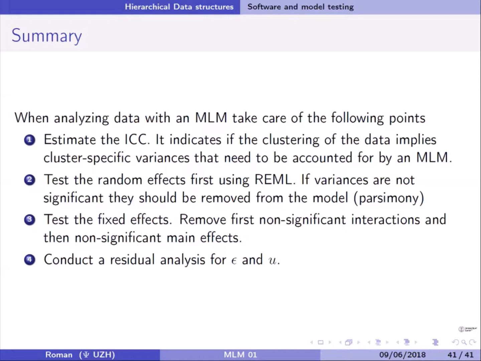After we've determined the random effect structure, we test the fixed effects. First, removing non-significant interactions, then non-significant main effects. We interpret the model and conduct a residual analysis on both of our residuals to make sure we are not violating assumptions in our model.